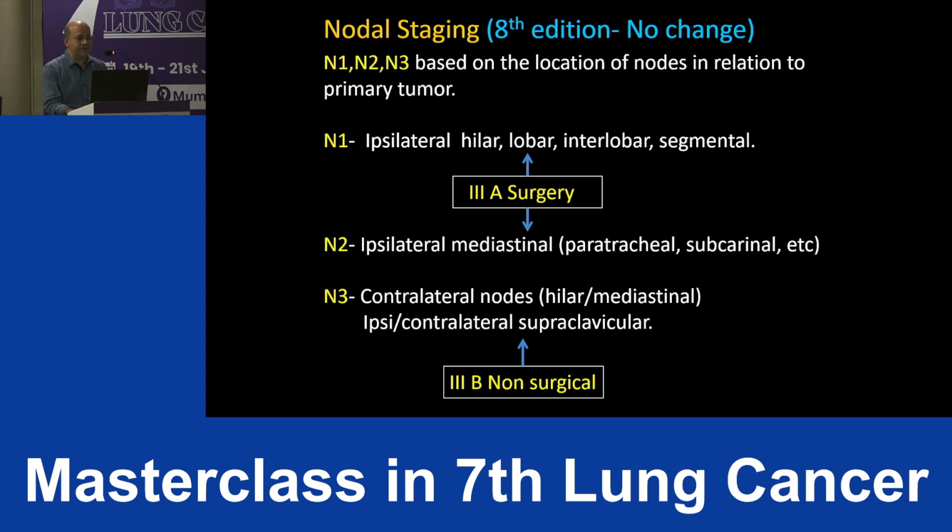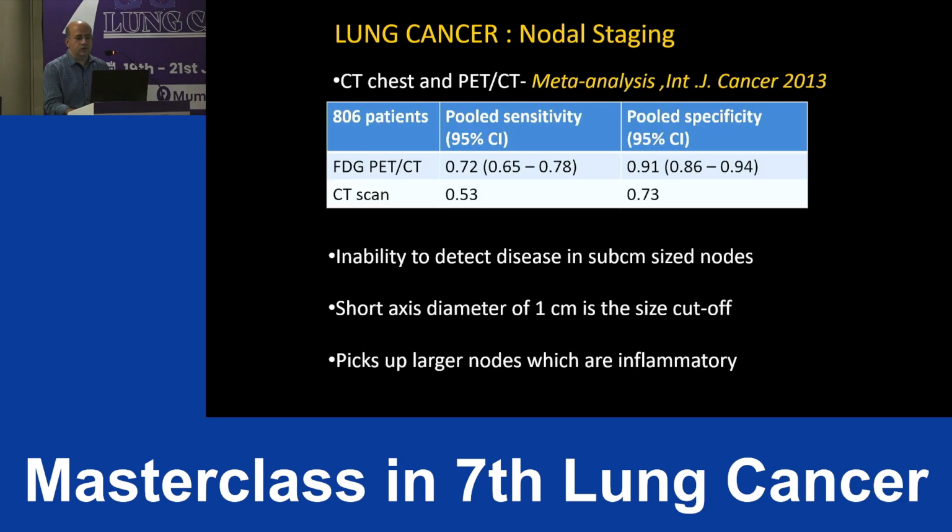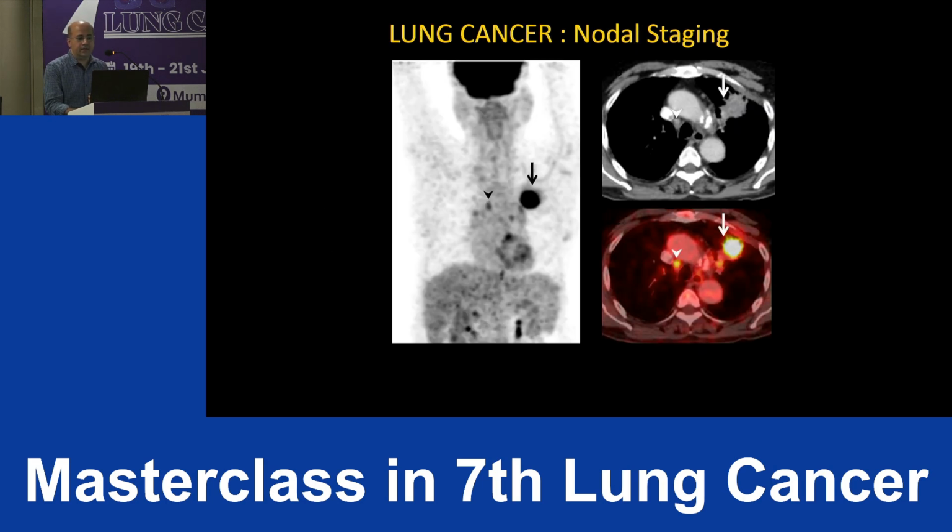Coming to nodal staging, we know that N1 and N2 nodes are basically stage 3 with a surgical option, whereas from N3 onwards, it's a non-surgical treatment option. If you compare CT and PET-CT, literature-wise, PET-CT has a higher diagnostic accuracy compared to CT scan in Western literature, because it can pick up smaller nodes which are called negative by size criteria on CT scan.